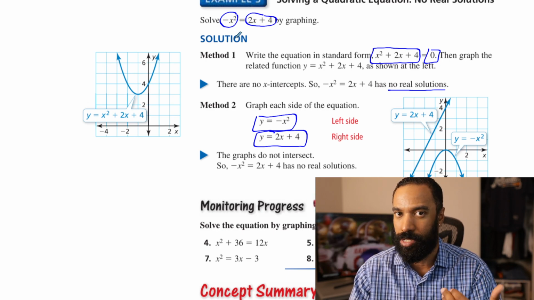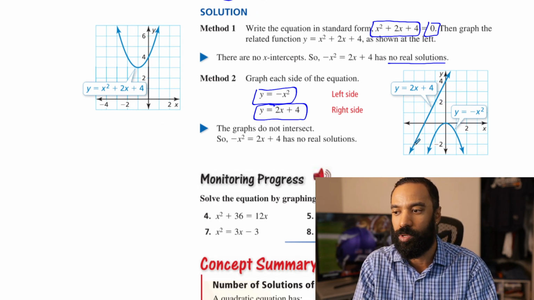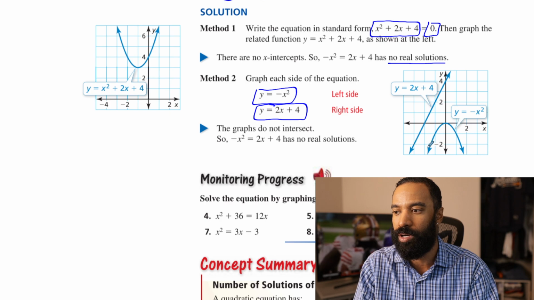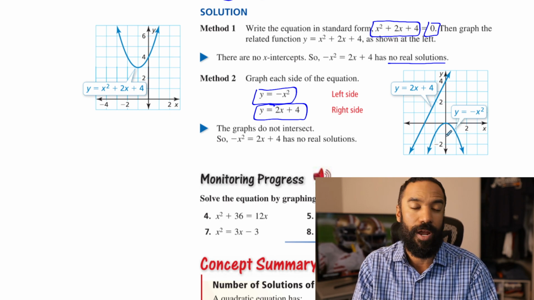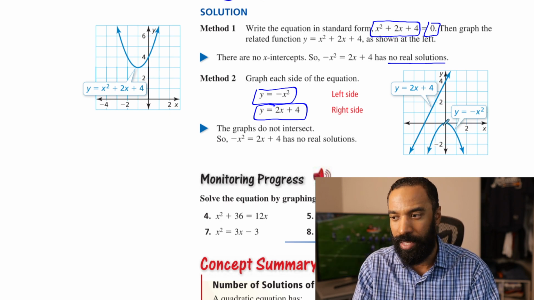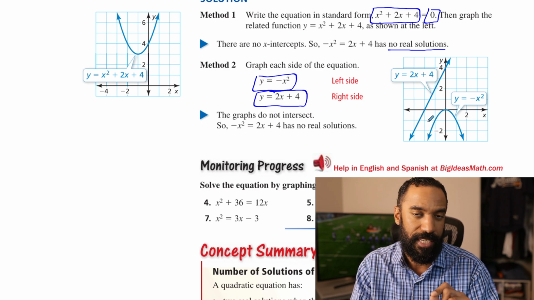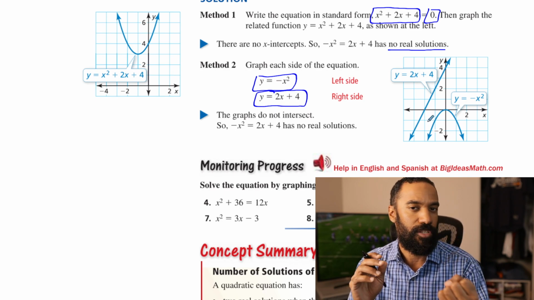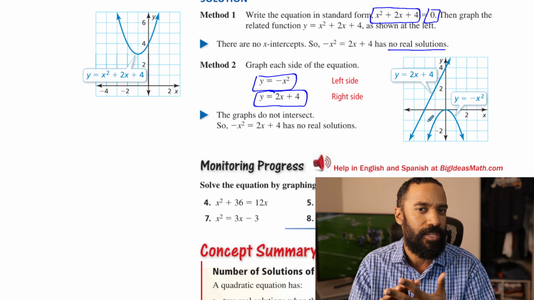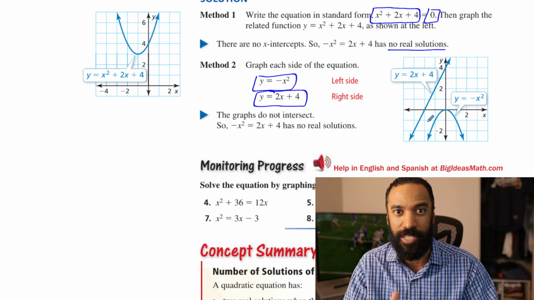Ultimately, in this case, the answer is nothing. If you look at these two graphs right next to each other, here's y equals 2x plus 4. Here's y equals negative x squared. These graphs never intersect. Wherever they would intersect, however, we're going to seek the x value of that. I don't care what the y value is. I just care that when I plug in the x value, I get the same y value.